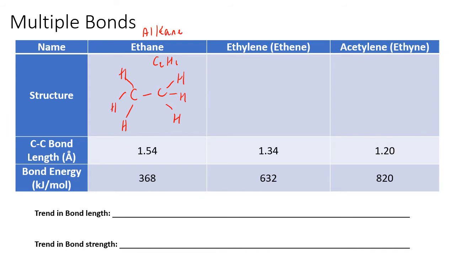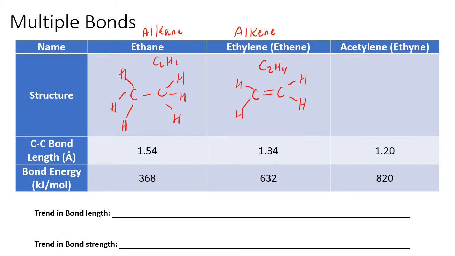Next, let's compare that with ethylene, which is also called ethene. This is a group of molecules called an alkene. So we went from alkane to alkene, and we have a carbon-carbon double bond here. And we have 2 single bonds to hydrogen on each side. And so the formula for ethylene is C2H4.